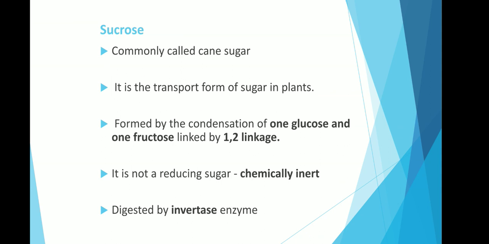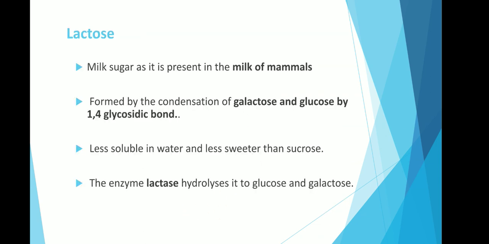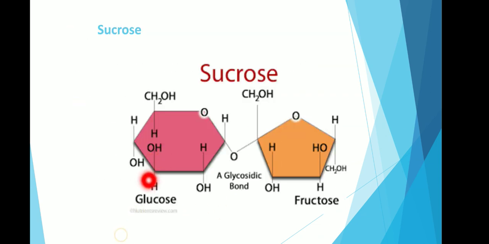And it is digested into glucose and fructose by the enzyme invertase. So this is the structure of sucrose. Here you can see the glycosidic bond between the first and second carbon atoms. Okay, so it is sucrose. It consists of one molecule of glucose and one molecule of fructose.